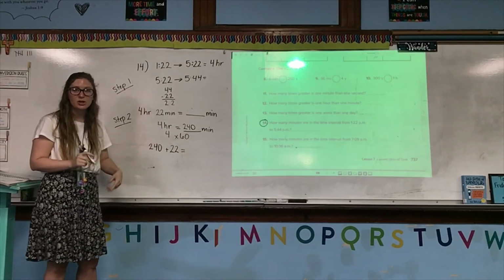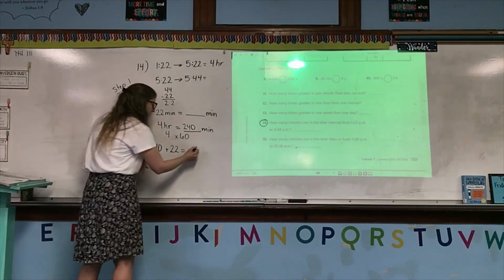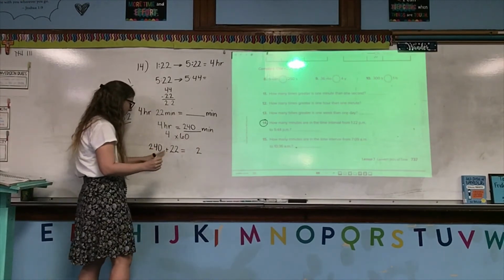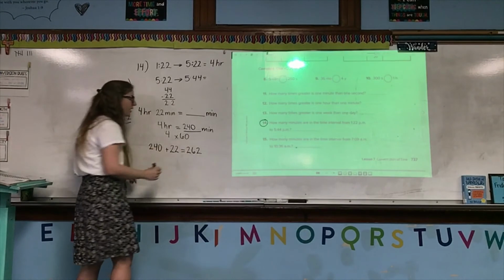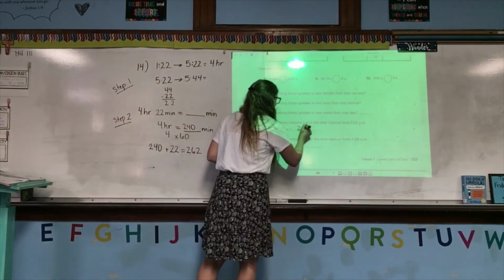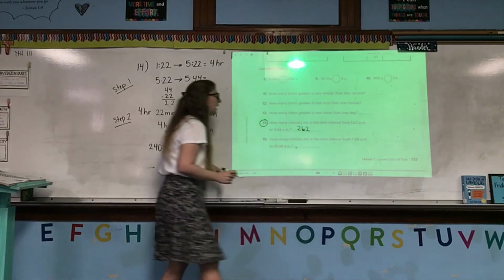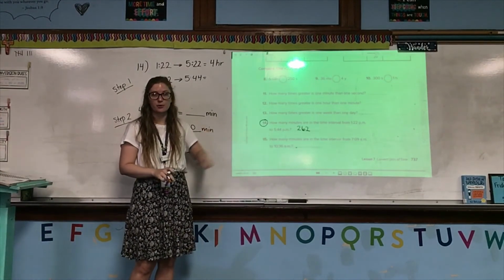240 plus 22, I know there's no regrouping, so I can just go place by place. 0 plus 2 is 2, 4 plus 2 is 6, 2 plus nothing is 2. So that means there are 262 minutes in the time interval from 1:22 p.m. to 5:44 p.m.